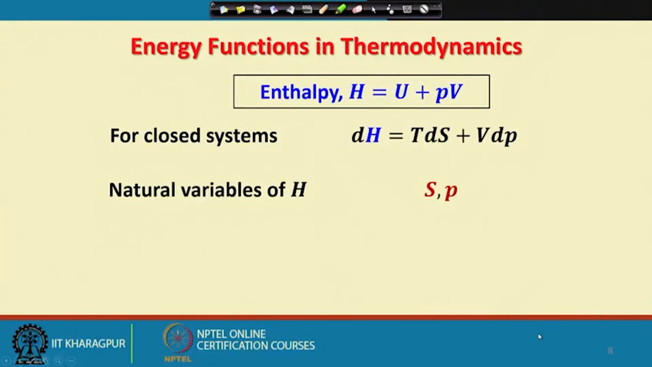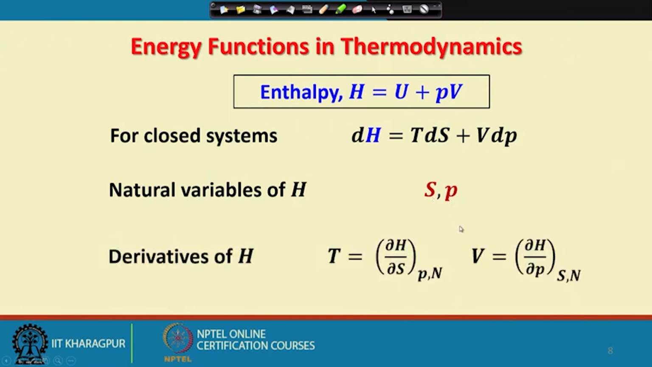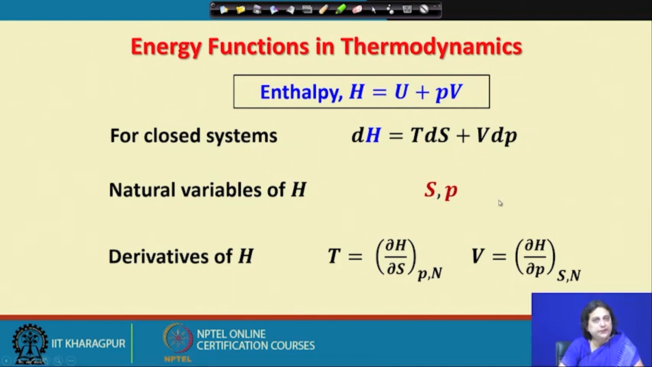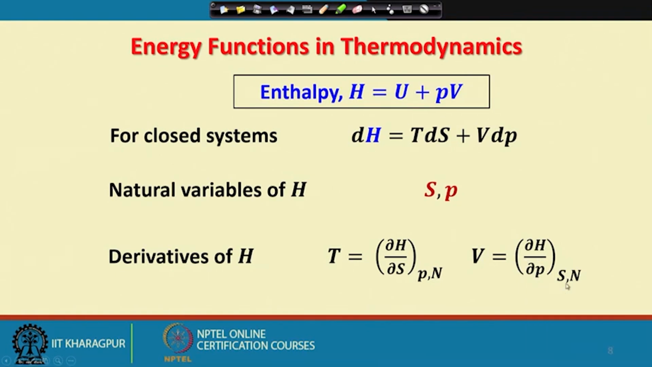Now, once I know this for a closed system where there is no change in the number of particles, I would immediately conclude that the natural variables of H are S and P, and correspondingly, when the thermodynamic state of a system is represented by S, P and a constant value of N, then temperature is defined as the derivative of H with respect to S, keeping P and N constant, and V is defined as the derivative of H with respect to P, keeping S and N constant.